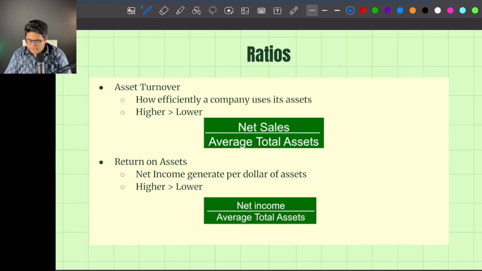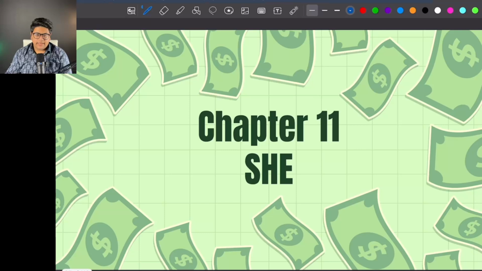And then next up we have return on assets. This is the total net income generated per dollar of assets. In both of these cases, you want ratios that are higher rather than lower. And this is your net income divided by average total assets. Okay, so that's the end of chapter 9.